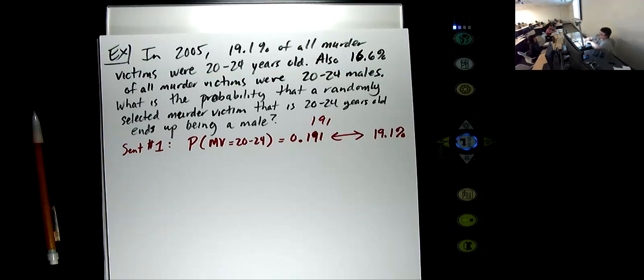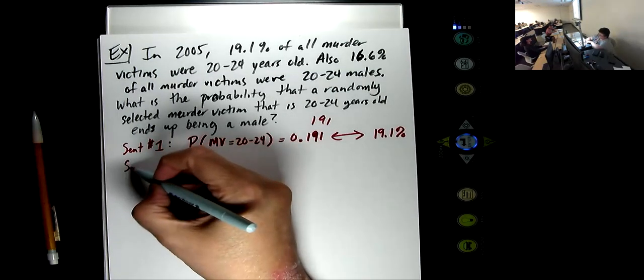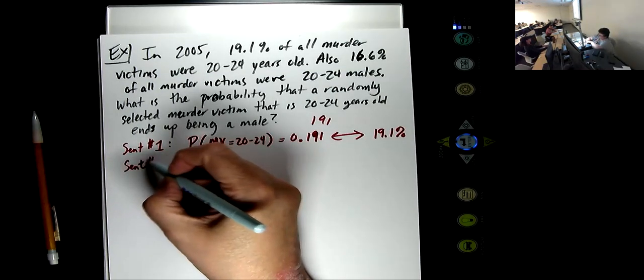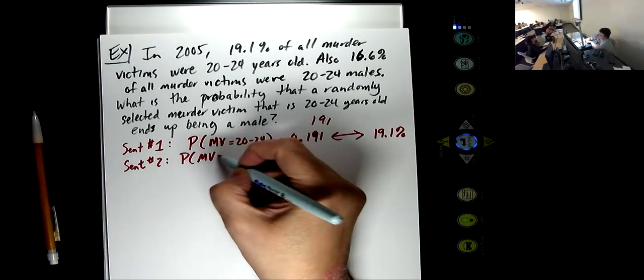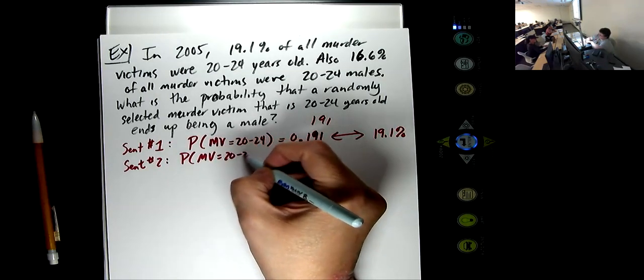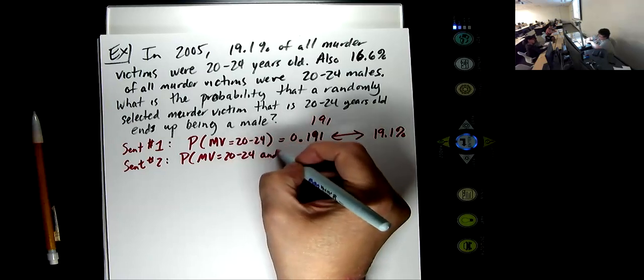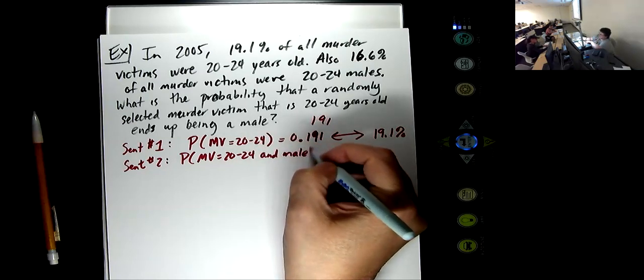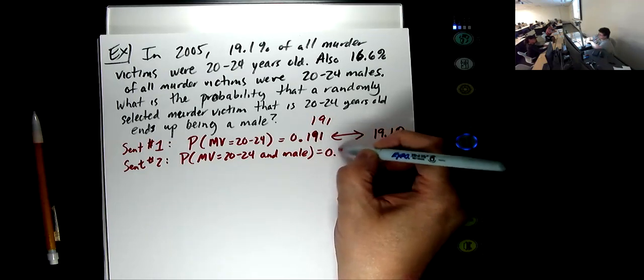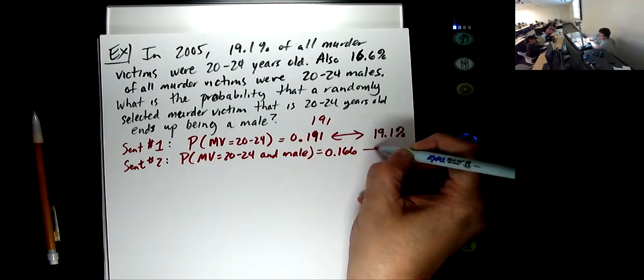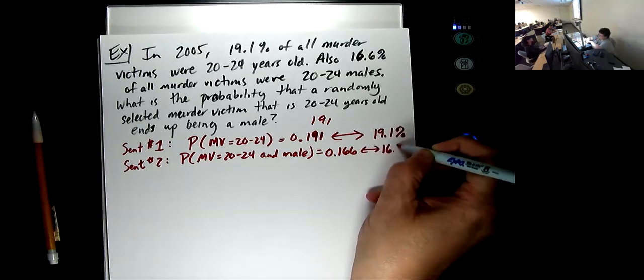Sentence number two. The probability that someone was a murder victim that was 20 to 24 years old and a male was 0.166, the 16.6%.